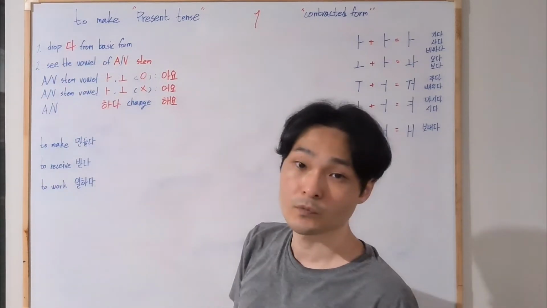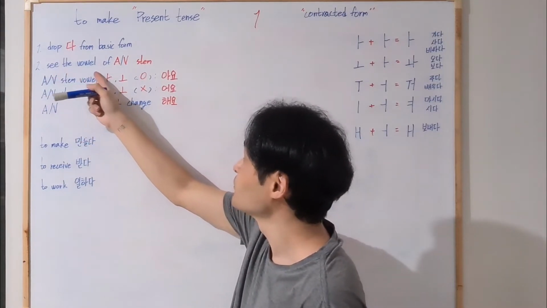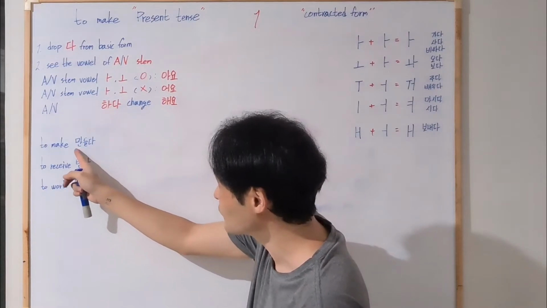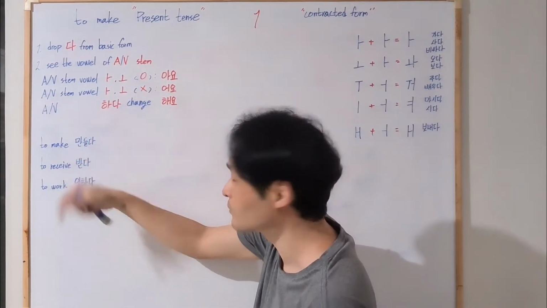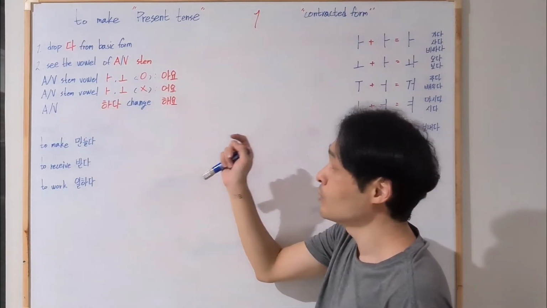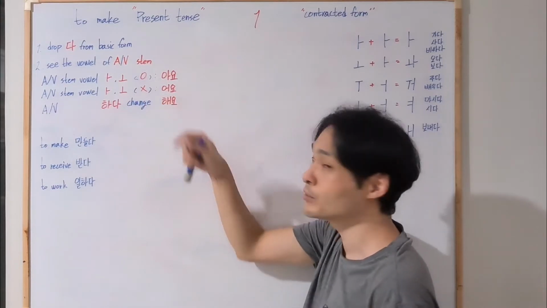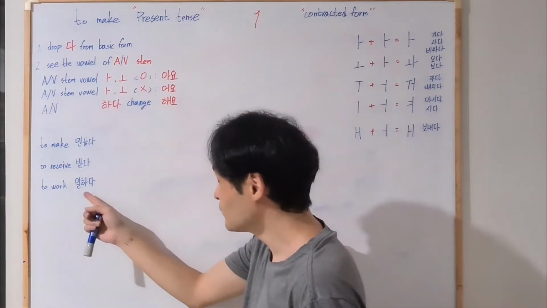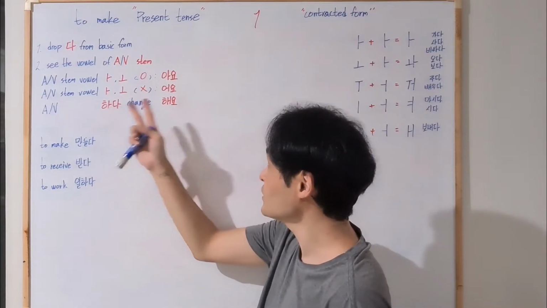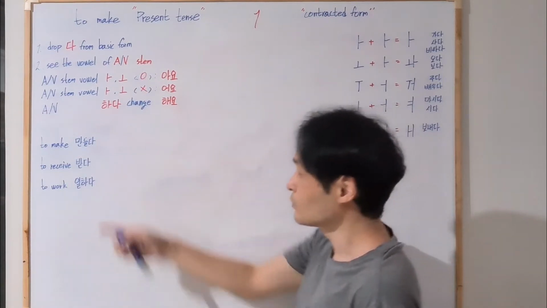Rule number 2, we have to see the vowel. Adjective, verb, stem, vowel. Always the last one, not the first one. If it's 아 or 오, we add 아요. If it's not 아 or 오, we add 어요. And if the verb or adjective finishes in 하다, just change it to 해요. Okay? So let's see.